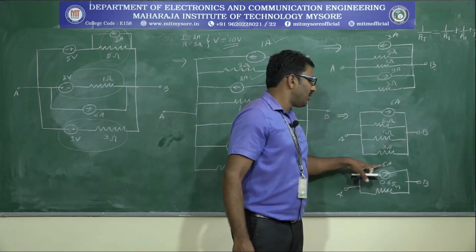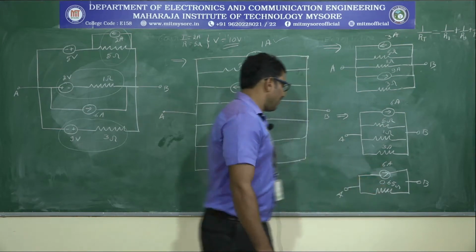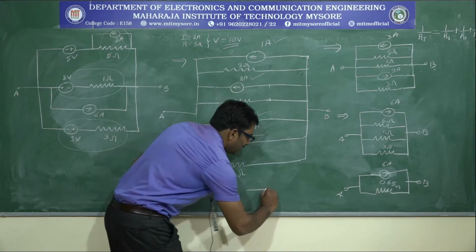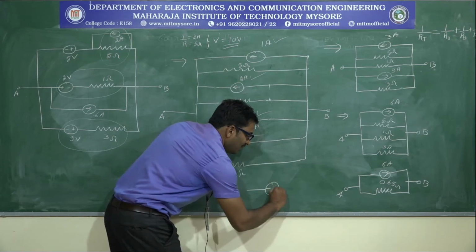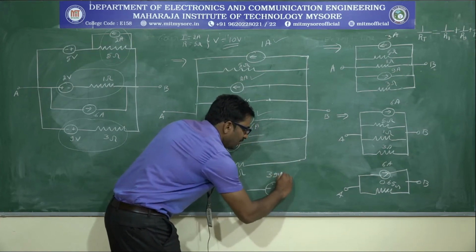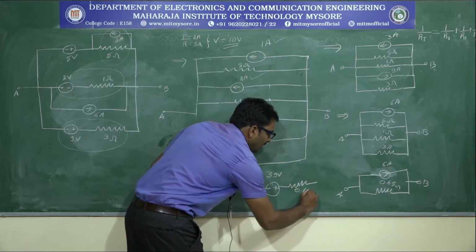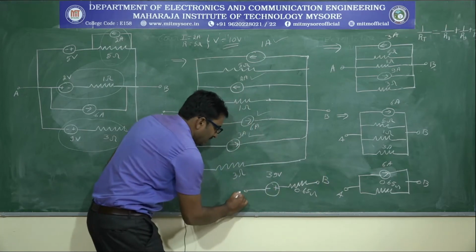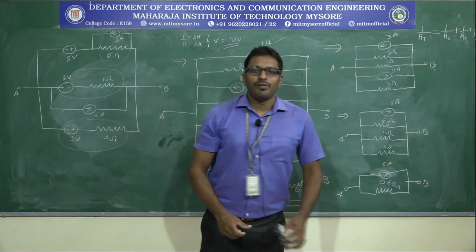That is V is equal to I into R. 6 into 0.65, that is 3.9 volts. Let me write at this point 3.9 volts, polarity minus to plus. The same resistance comes in series, 0.65 ohm. So this is the terminal B and this is the terminal A. So this is the simplest form of the circuit.